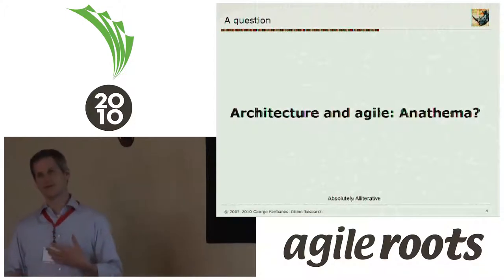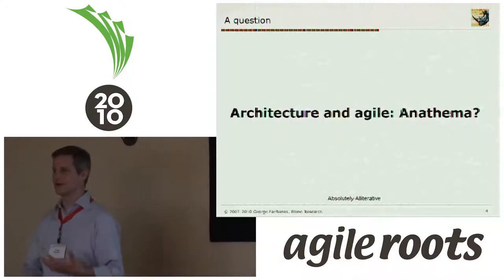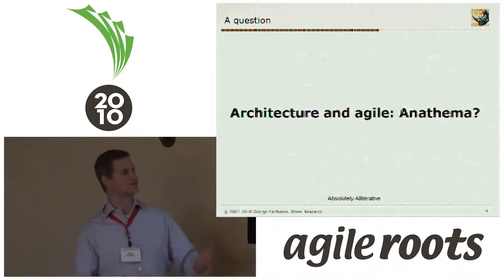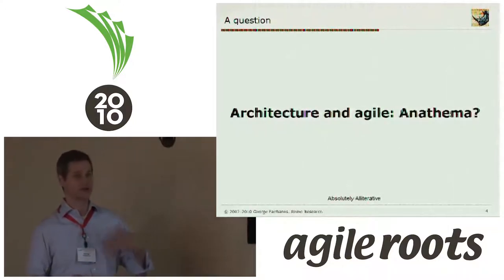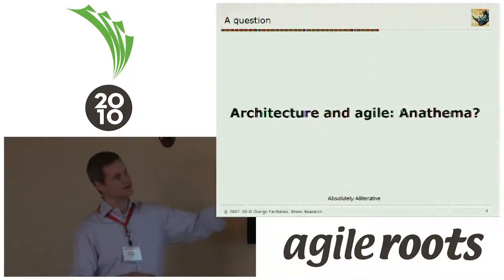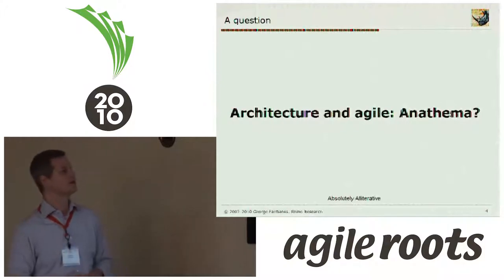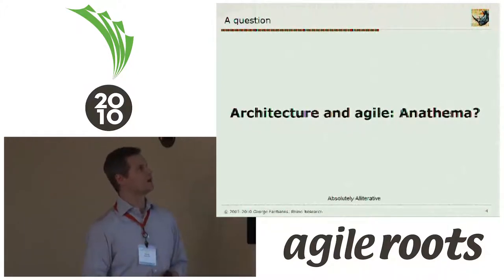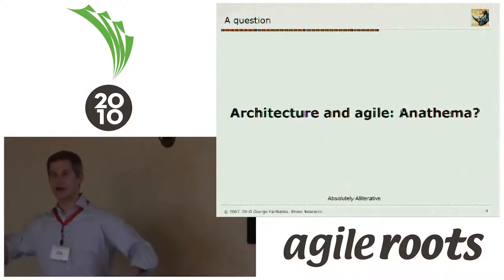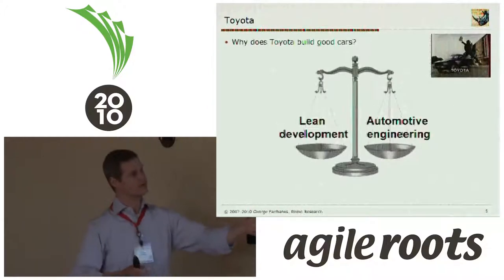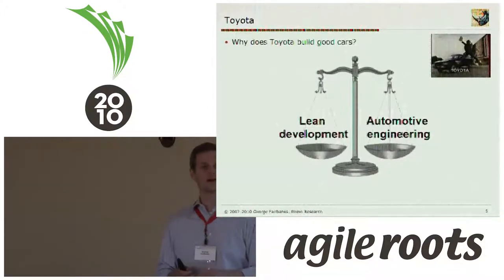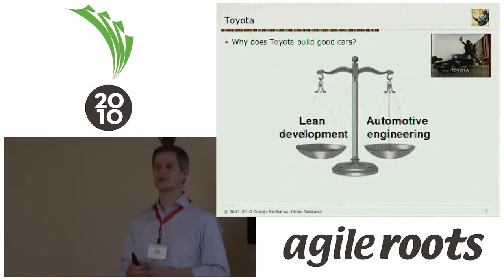However, you can sort of, by reading between the lines, there's a lot of rhetoric around Agile, and people tend to de-emphasize software architecture because it comes with a lot of baggage. However, let me do two slides to set the tone here. The first question I have for you guys is, why does Toyota build good cars? And I give you a choice. Is it because they do lean development or because they have automotive excellence in engineering? Which one is it?